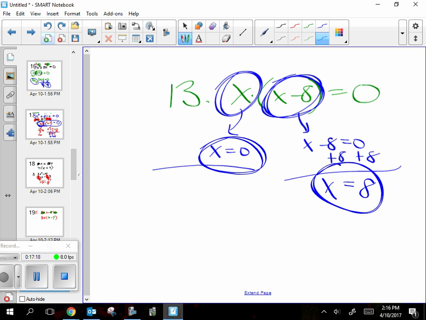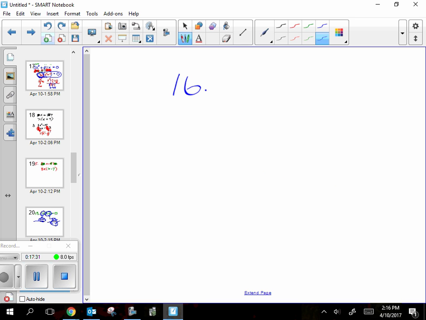Number 16. Number 16 is, well, 16 is actually easier than 8. 18 is actually easier than 16. Believe me, you'd rather have me do 16. All right, so 16 is 4b squared minus 16b equals 0. First thing, you split it up. Can you guys do that part?